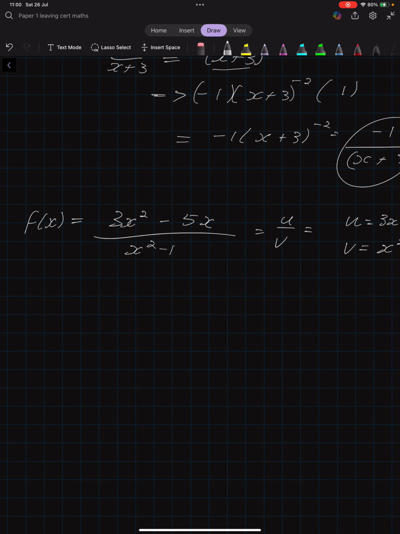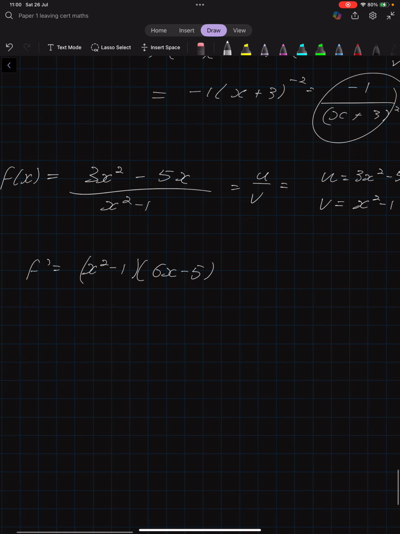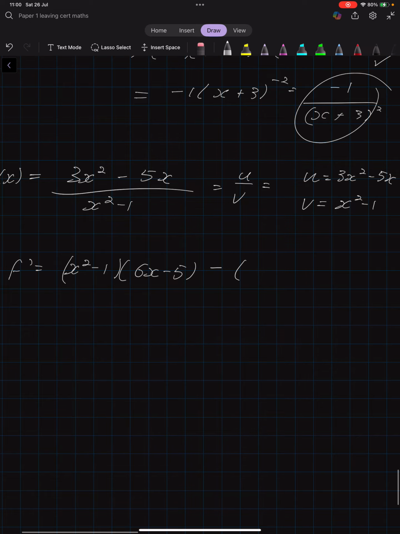So now, let's use the quotient rule. So it's going to be f prime is equal to, remember, it's v, which is x squared minus 1, times u prime, the differential of the top thing, that's just 6x minus 5. Minus the differential of the bottom thing, that's simply going to be 2x, times the top thing, which is 3x squared minus 5x. All divided by the bottom thing squared.